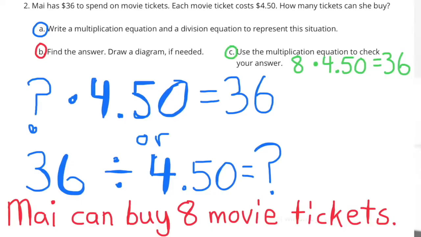Mai can buy 8 movie tickets, and 8 times $4.50 equals 36. $36 can buy 8 tickets at $4.50 each.